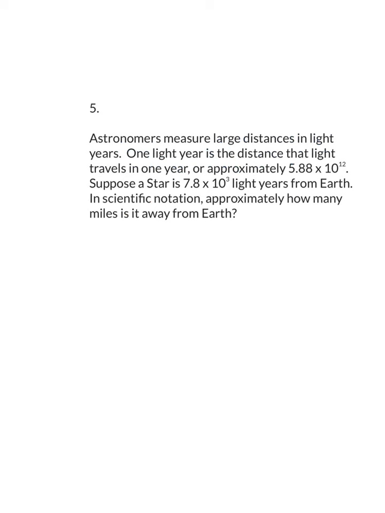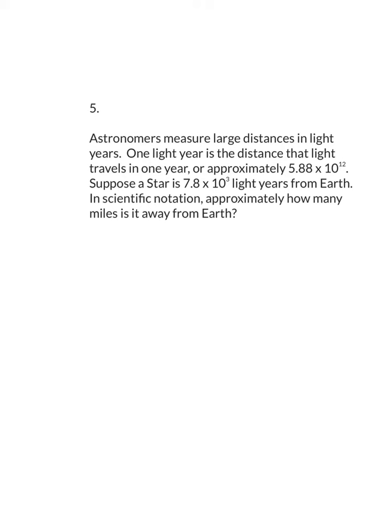Our last problem is our word problem for the day. Astronomers measure large distances in light years. 1 light year is the distance that light travels in 1 year, or approximately 5.88 times 10 to the 12th. Suppose a star is 7.8 times 10 to the 3rd light years from Earth. In scientific notation, approximately how many miles is it away from Earth?